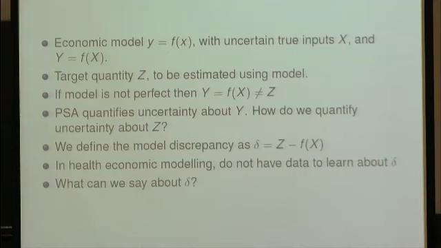Now, the problem we've got here is we haven't got any data directly to learn about delta. If we could run an experiment to learn about this discrepancy, then we wouldn't bother with the model in this case. We'd just use the data directly. So is there anything that we can say about the discrepancy in our model prediction when we don't have experimental data to compare what the model tells you with reality?